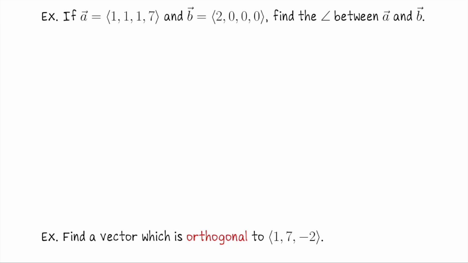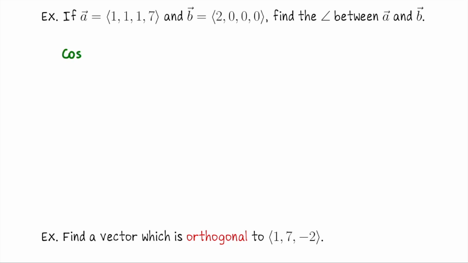Let's finish with a couple examples. Here I've given you two vectors in R4, four-dimensional space. We can't try to graph it. A is the vector 1, 1, 1, 7, and B is the vector 2, 0, 0, 0. We want to find the angle between A and B. Now I can't try to graph these. I don't have a four-dimensional protractor handy, but I do have this theorem about the dot product.